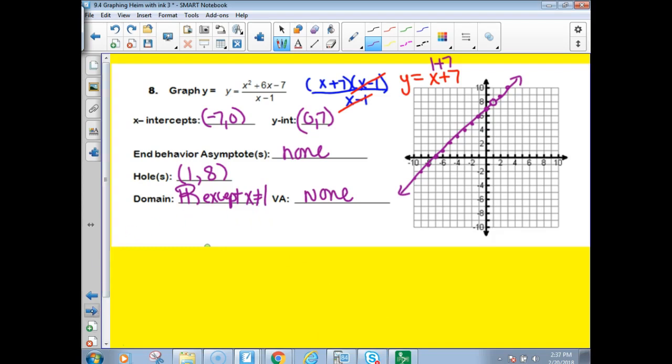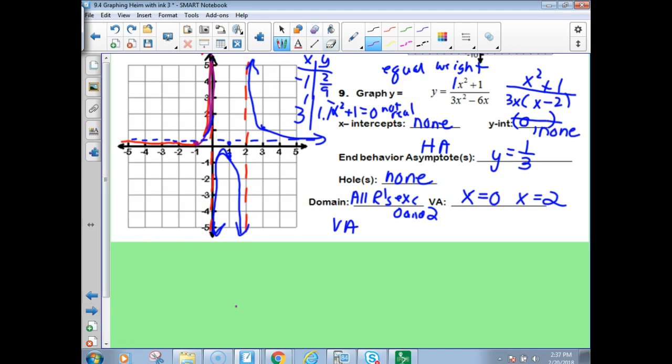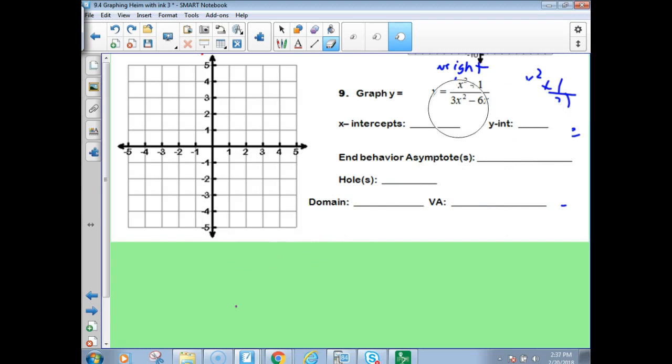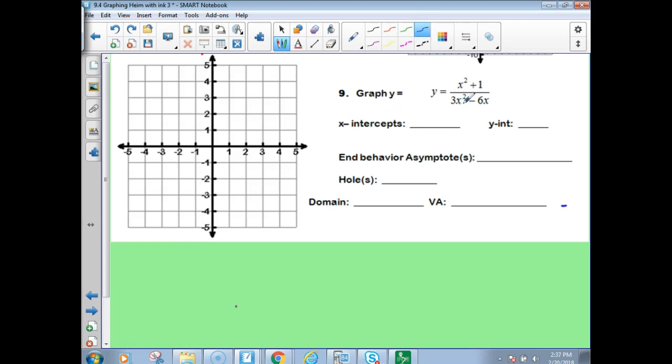Okay, I think we have 1 or 2 more. Just one more? Oh, that's looking fancy. Let's see what we got. All right, there's a graph.